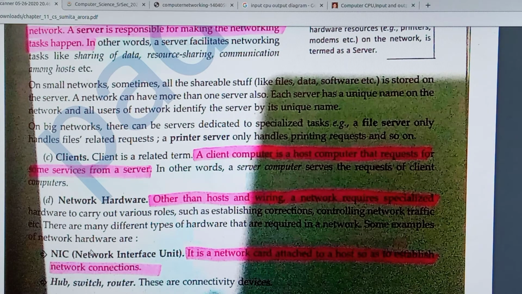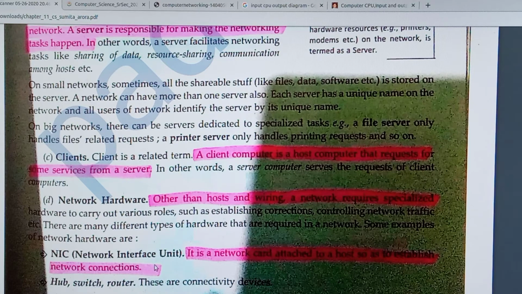Some examples are the NIC card. NIC means network interface unit, also called network interface card. It is a network card attached to a host so that it establishes network connections. It's a card only. Through that card there is a port, and through that port we connect our network cables. So it ensures that the connection is established. That is called a network interface unit.